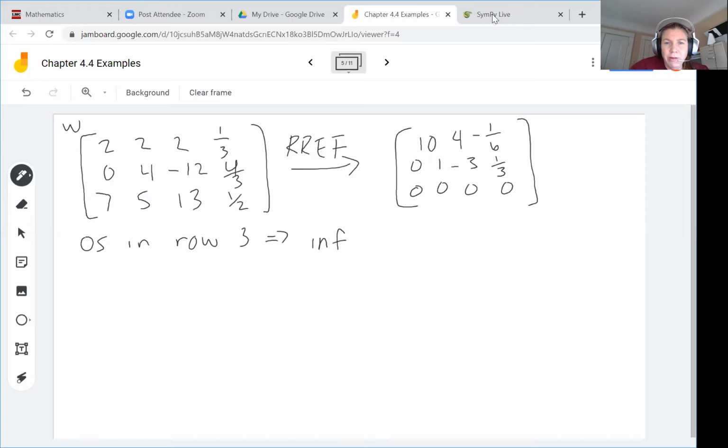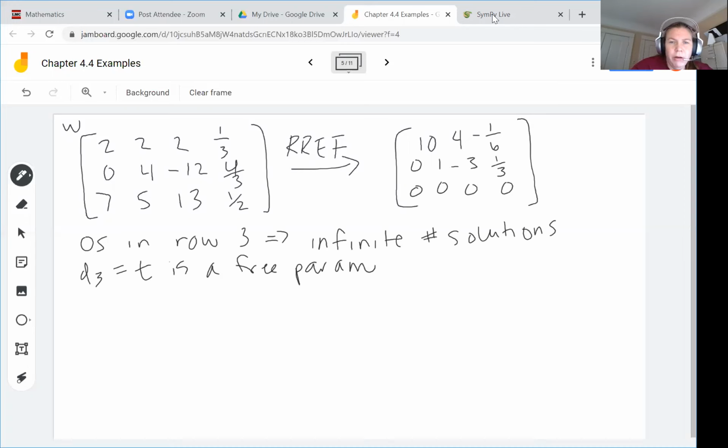So we can think about D3 as a free variable. So we can say D3, or we can call it T, is a free parameter. Since it's a scalar, we'll call it a free parameter. So I'm going to arbitrarily let D3 equal 0 here to solve this system.